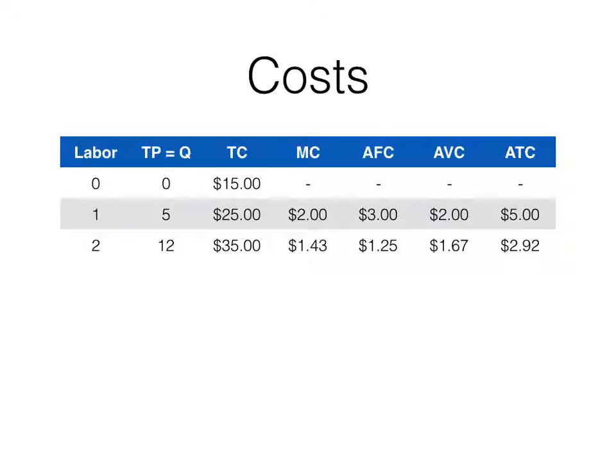Average fixed costs are, again, the fixed cost divided by quantity. Notice that they are continually decreasing, and it will decrease through time. We'll take a look at this. Average variable costs are falling at first, and then average total costs are decreasing.